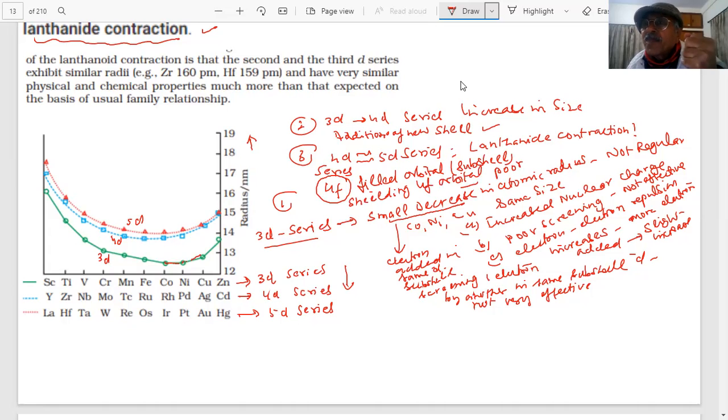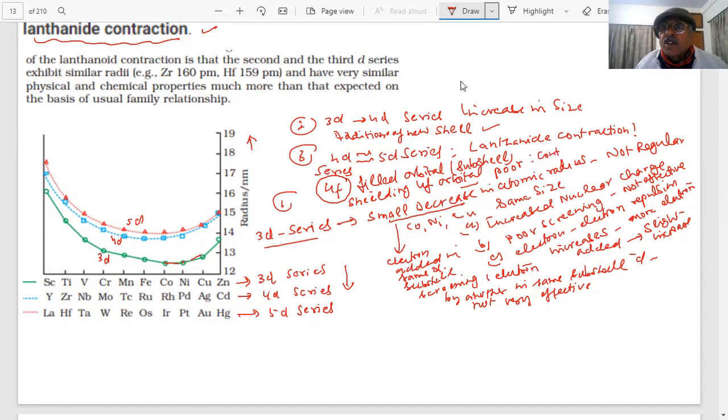If the shielding is poor, the nuclear charge felt will be more for the outer valence electrons. One subshell shields the charge of the nucleus, and the other does not shield because the f orbitals are diffused and large, so the nuclear charge experienced by the outer electron is more. The nucleus will pull the outer electrons towards itself. If outer electrons are pulled more, the size will contract.